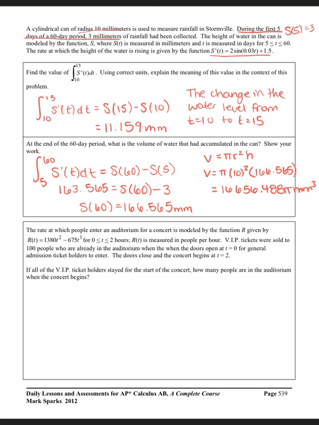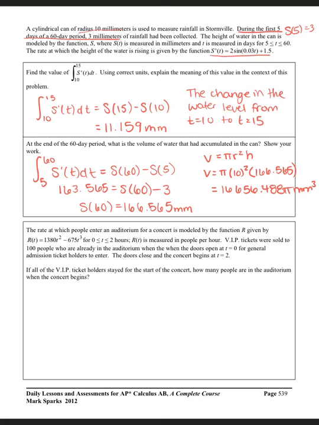Okay, so the last and final one, the rate at which people enter an auditorium for a concert is modeled by the function r. So r is a rate given by r of t. r of t is measured in people per hour. VIP tickets were sold to 100 people who are already in the auditorium when the doors open at t equals 0. So the number of people in the auditorium at the very beginning is 100. The doors closed and the concert began at t equals 2. If all of the VIP ticket holders stayed for the concert, how many people are in the auditorium when the concert begins?